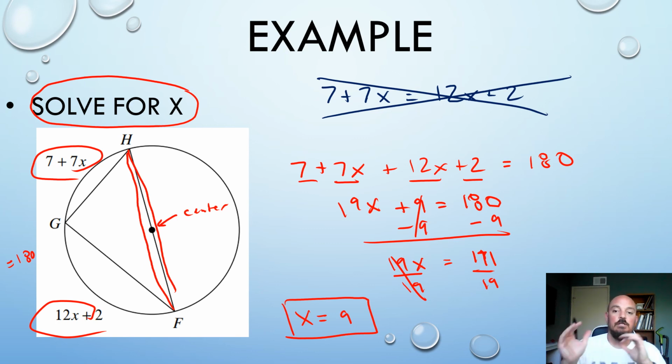And remember, don't automatically see two things and set them equal to each other. What I crossed out in blue on top is a very, very common mistake. If you said 7 plus 7x equals 12x plus 2 and solve for x, you got the wrong answer. If you add them up and set them equal to 180 and solve for x, you get the right answer.